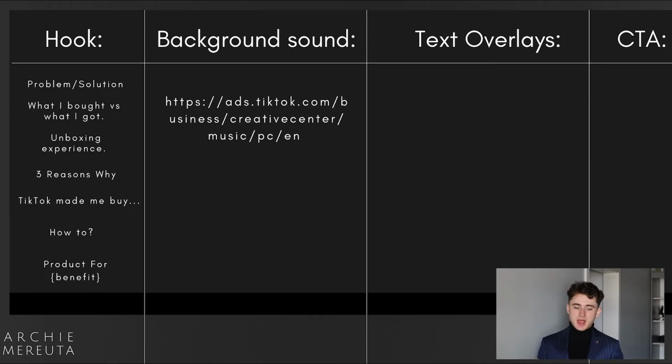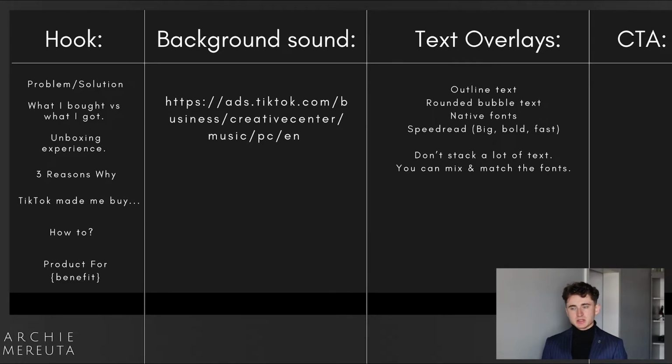Now, the next aspect that we have to talk about is the text overlays. Again, you want to make sure that it looks super organic. So the way you do that is by using the text overlays that TikTok is providing us. You could use text overlays such as outline text, rounded bubble text, native fonts, and also speed read. Big, bold, and fast. You want to make sure that you don't crowd too much text because that is going to be quite difficult to read. So it's important to find that balance between short enough and long enough so people have enough time to read, but it also grabs them and they stay and watch your entire video.